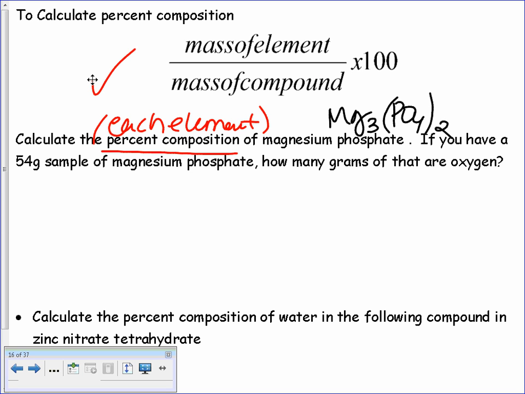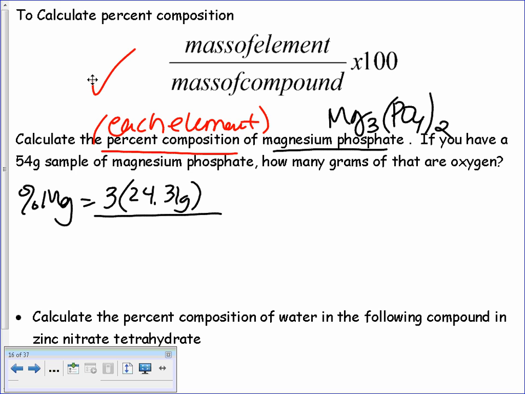All right, so whenever you're looking at percent composition, I want you to just simply focus on magnesium first. This is just me doing the first part. How many magnesiums are there? 3. So for magnesium, we're going to do 3 times, what's magnesium's mass? 24.31 grams. So that's just magnesium. There's a subscript of 3, so I have 3 of them. The mass of magnesium is 24.31, divided by the whole shebang.